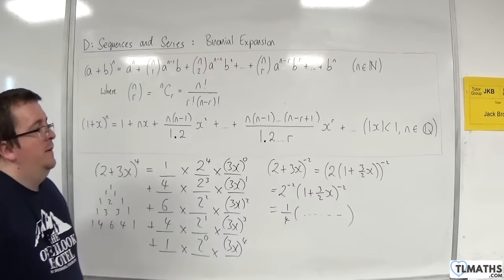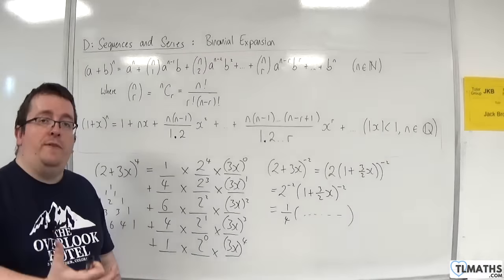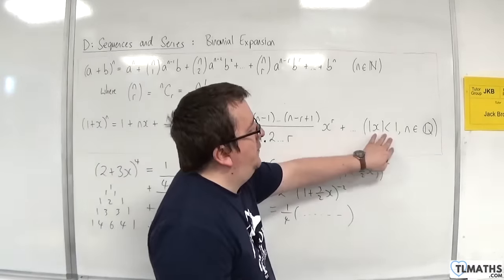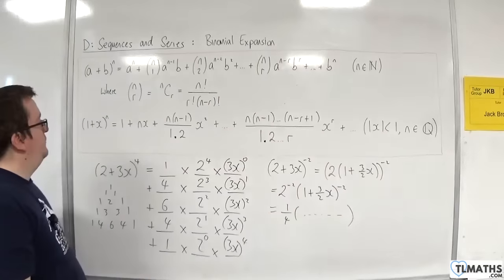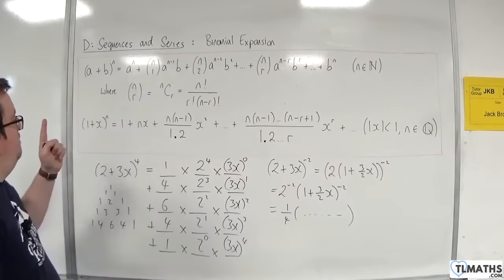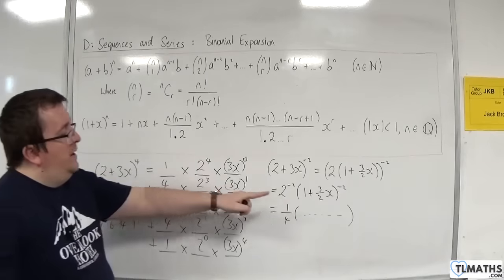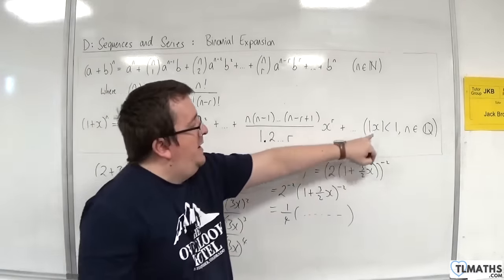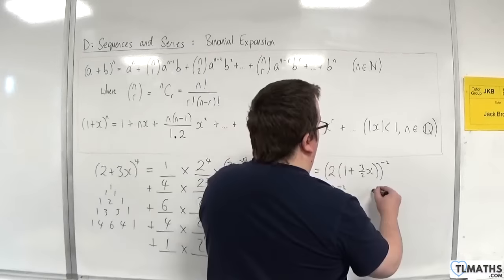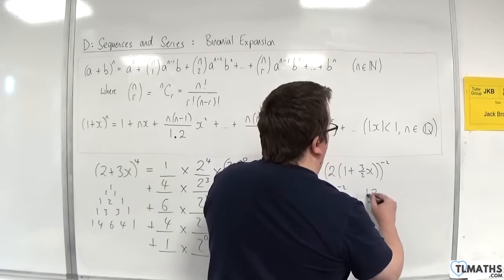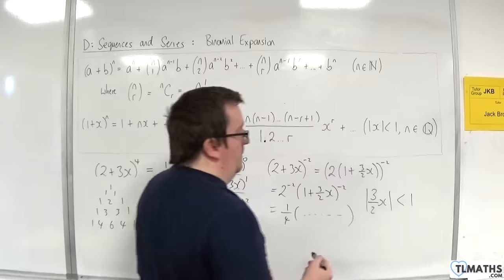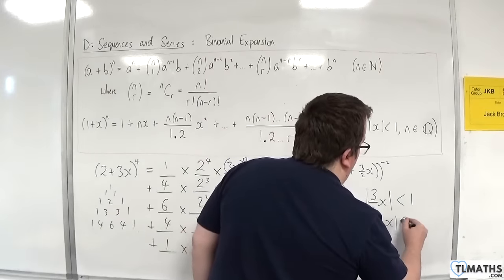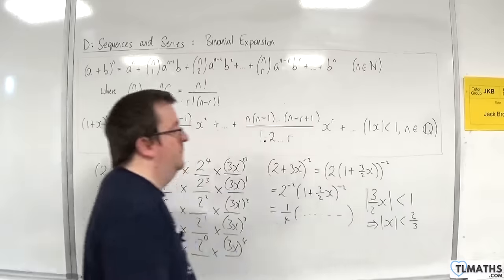Now, you might be asked for the range of values for which the expansion is valid, the range of validity. That utilises mod x is less than 1. What you do is you go with the 1 plus 3 halves x and replace the x in here with 3 halves x. So it's valid for mod 3 halves x is less than 1. Divide both sides by 3 halves and you get mod x is less than 2 thirds.